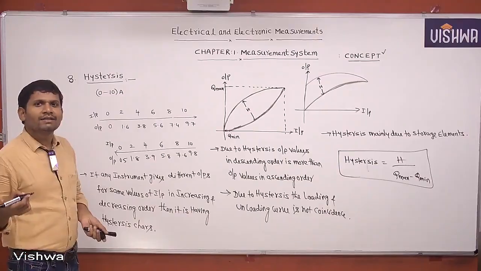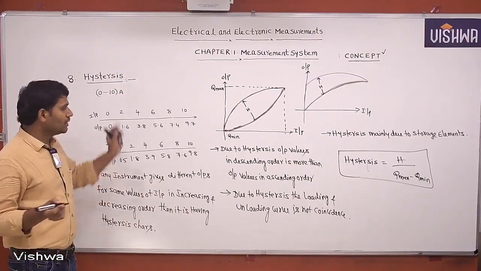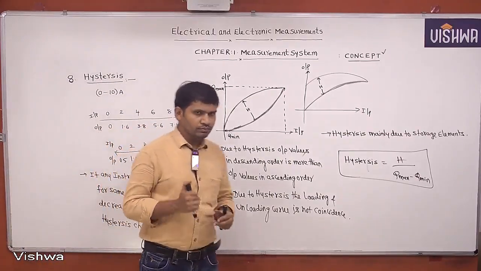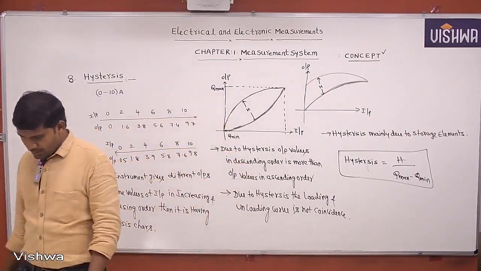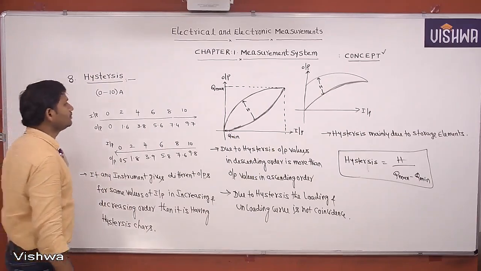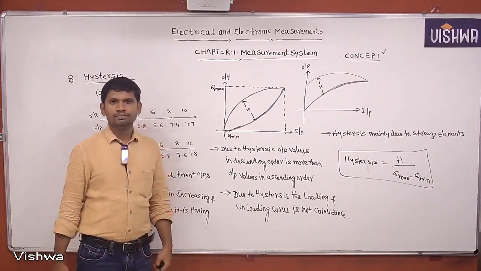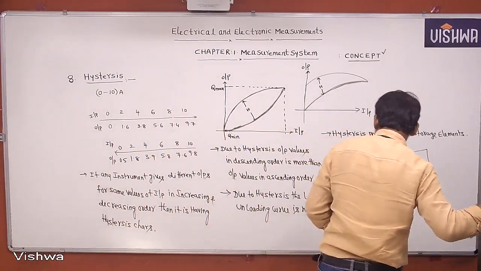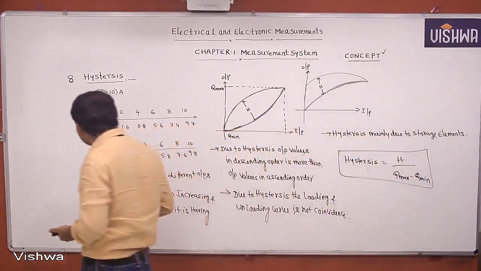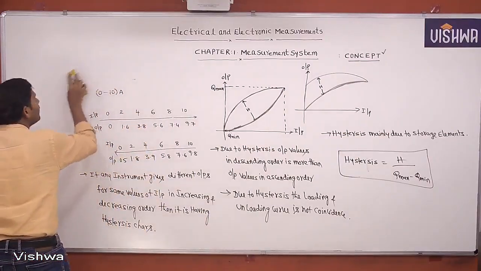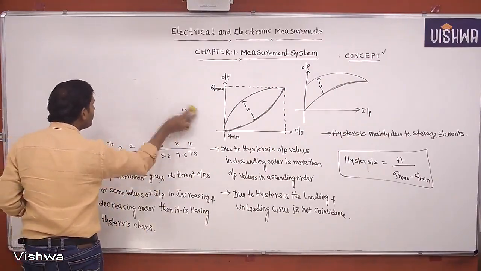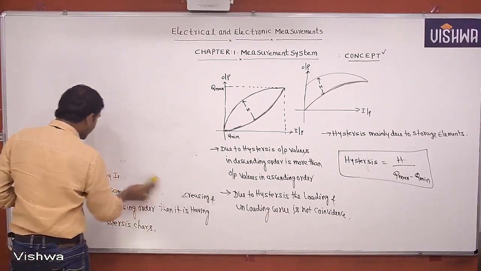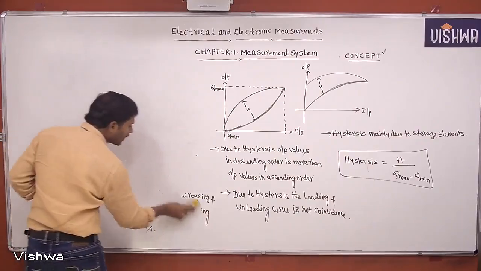Hysteresis is one of the undesirable characteristics. Clear? Concentrate. Quick. Note down. Another undesirable characteristic of an instrument is dead zone, dead time and threshold, that you will see. What is the dead zone, dead time and threshold of an instrument?